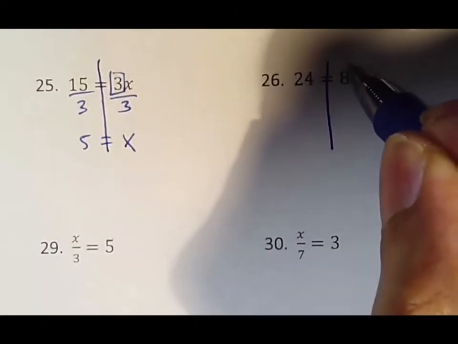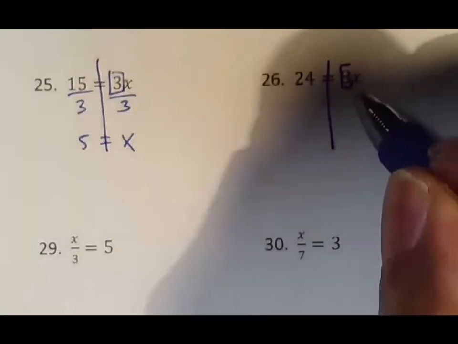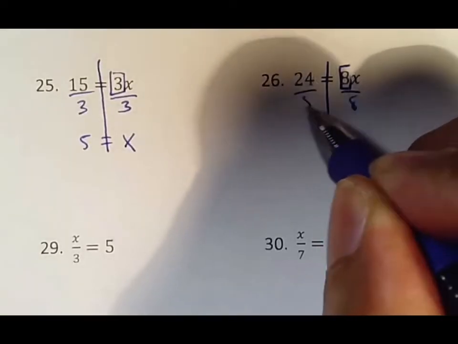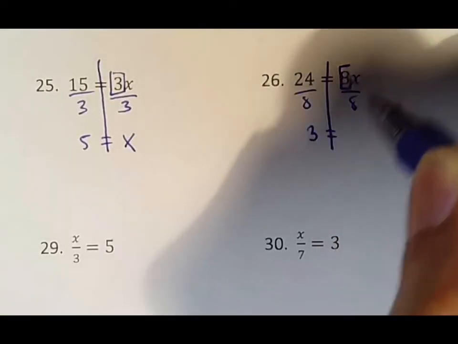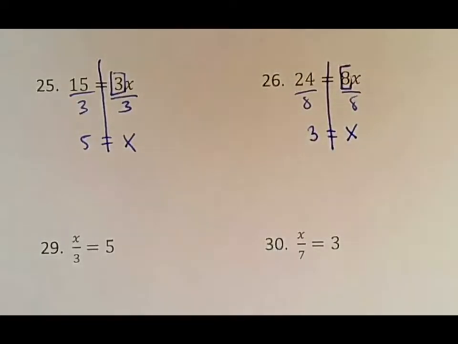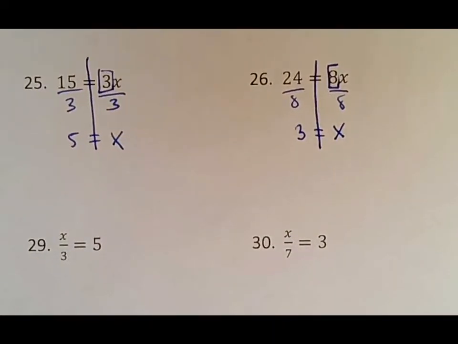Here, x is grouped up with this 8. Divide by 8, divide by 8. 24 divided by 8 is 3. Bring down your x. That is all.